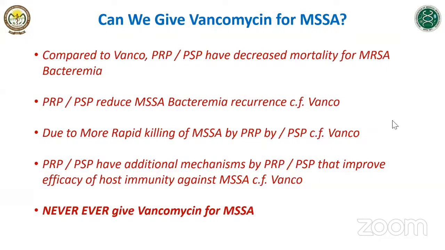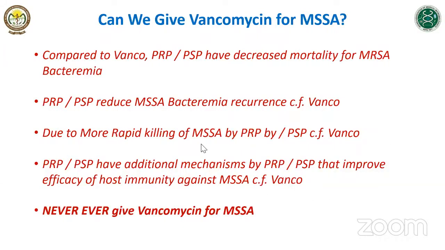Can we give glycopeptide vancomycin for MSSA? If you compare vancomycin to the penicillinase-resistant penicillins, these penicillinase-stable penicillins are able to decrease the mortality for MSSA bacteremia. There are known studies for that, and they also reduce the recurrence of bacteremia.